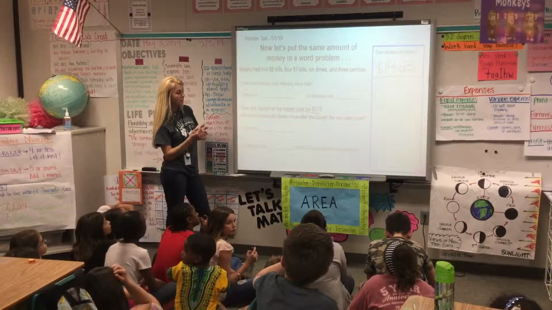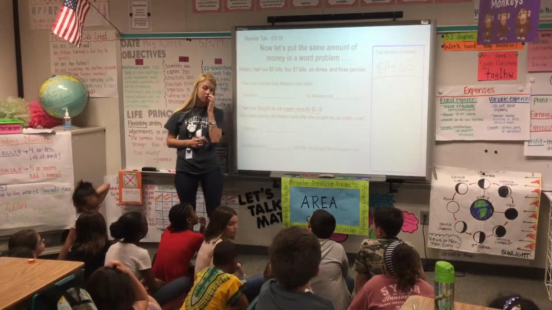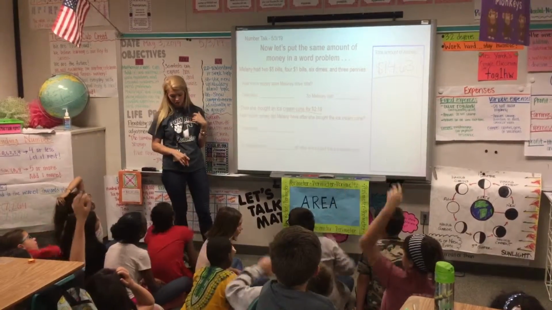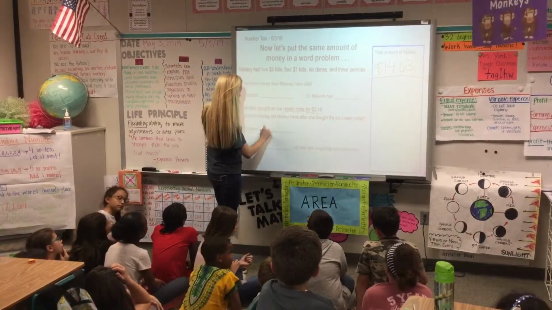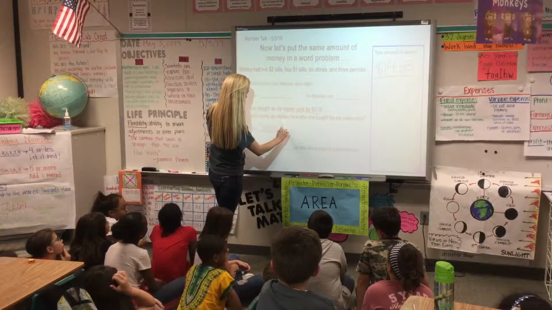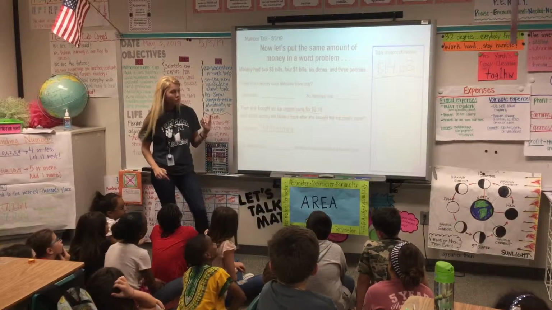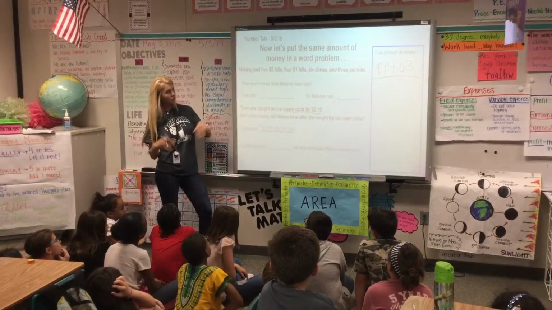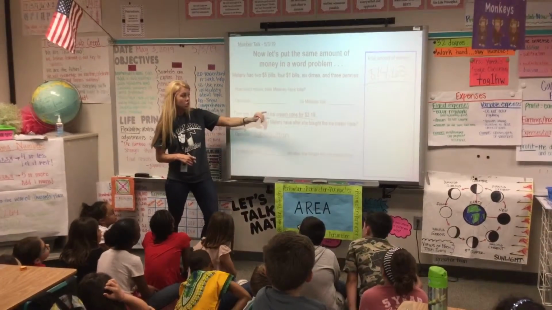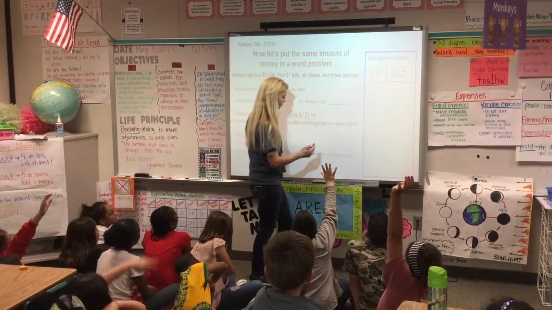Okay, so it's asking us how much money did she have after she bought the ice cream cone. So what kind of operation do we think that we're going to be using to figure out how much money she had left? Tiana? Subtraction, that is correct. Okay, so let's talk about this for a second. If her total amount of money is $14.63 and she buys an ice cream cone for $2.19, how are we going to set this up? Faye?